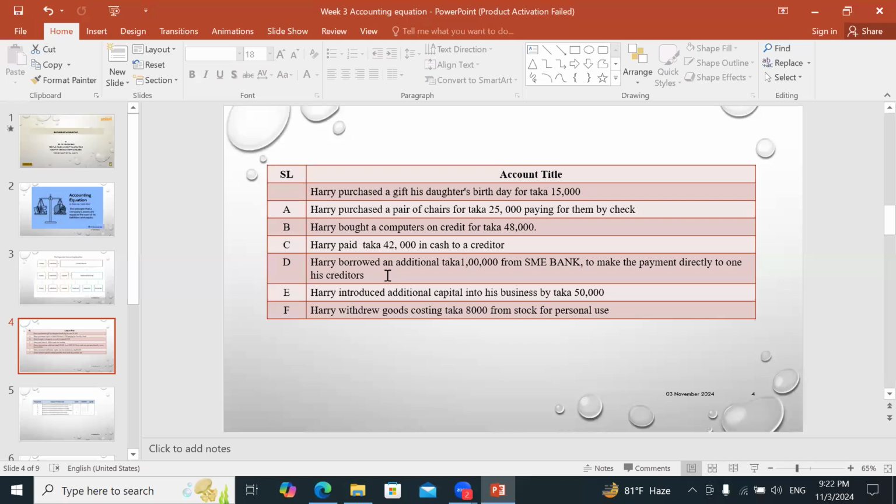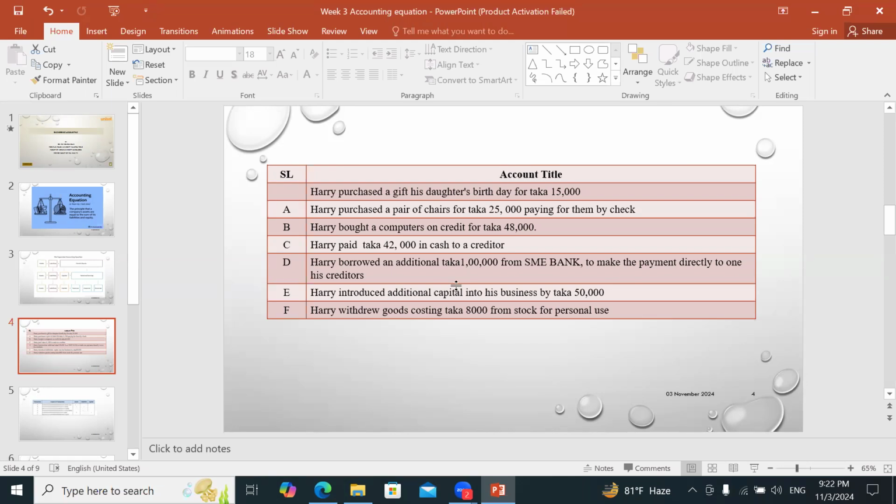So one kind of liability increases, from where? Bank. To make a payment directly to one creditor, you take money to give another creditor. When you take money, it is one kind of liability increase. When you pay, decrease.